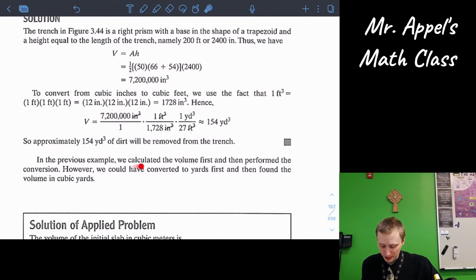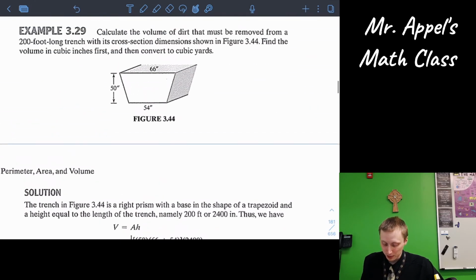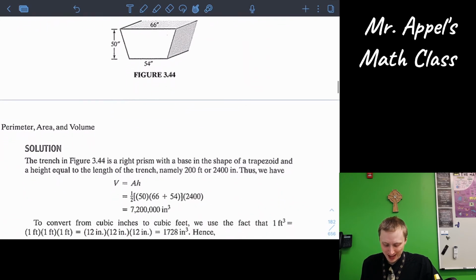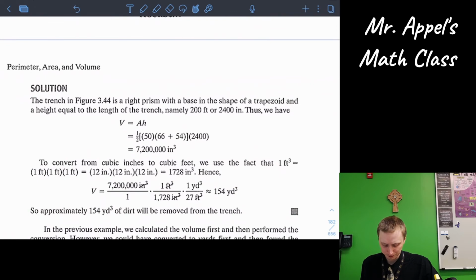In that previous example, we calculated the volume first and then performed the conversion. However, we could have converted to yards first and then found the volume in cubic yards. I tend to stick to leaving the conversion for later. I would go in this order, mostly because looking at these numbers, I don't feel, especially with that 50, going with 12s and 3s, right? These will be some fractions or decimals of yards, and we want to try to preserve accuracy and stick with whole numbers where we can.